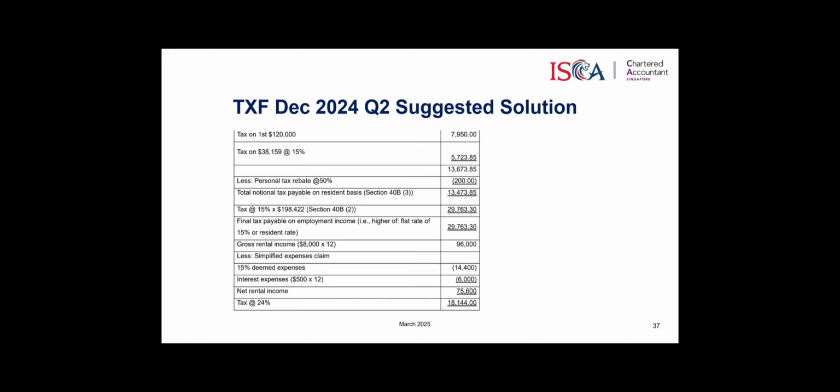After we conclude on the employment income, we then look at the rental income, as mentioned earlier. She's deriving $8,000 a month and over 12 months on an annual basis, that is 96,000. She has opted for the simplified expense claim, where 15% of the income is deemed expenses, and she can clearly claim the interest expense associated with the loan that she financed the property with, leaving a net rental income of 75,600, subject to a tax of 24%, giving an amount of $18,144.